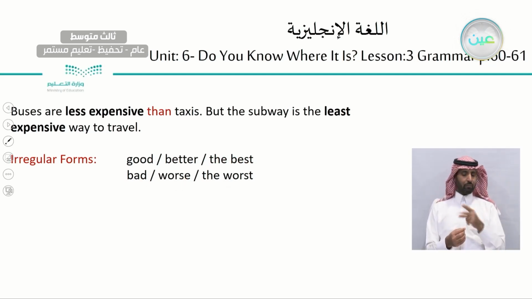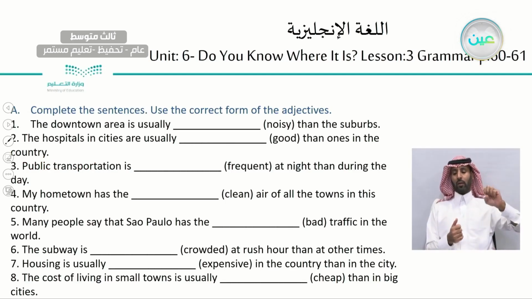The example is here. Buses are less expensive than taxis. Here it's a long adjective, okay? We can say more or less expensive than. This is the comparative form. But the subway is the least expensive way to travel. This is the superlative, okay?